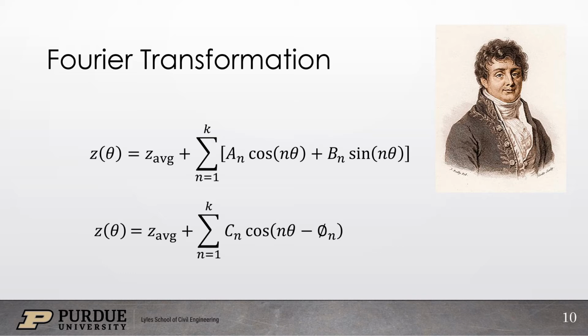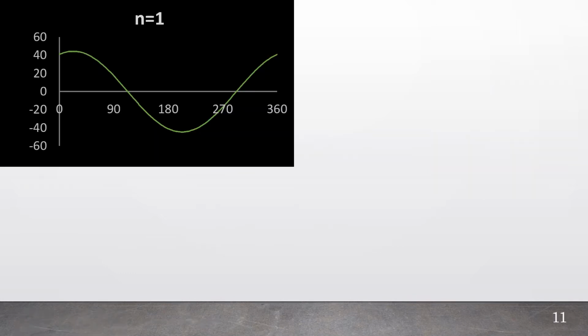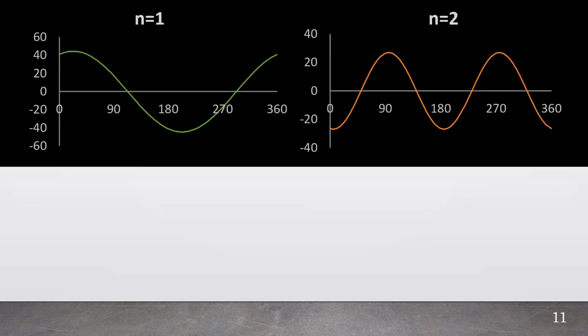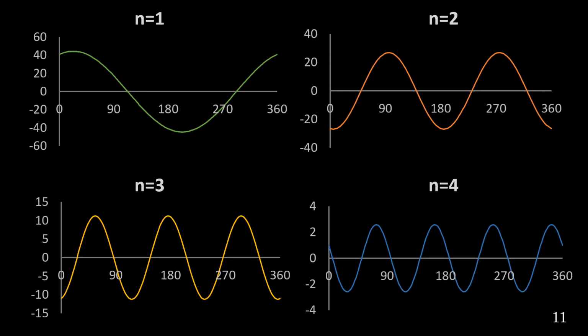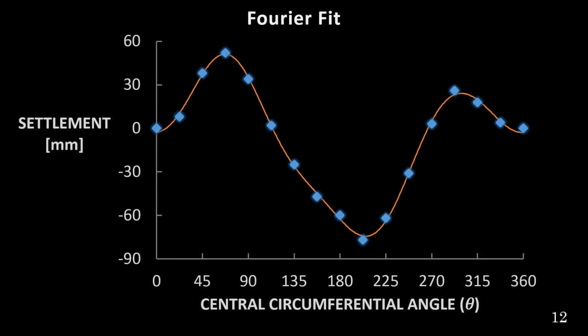If we do the Fourier transformation on the sample profile, what do the different components look like? This is what we get for the cos theta component. On the x-axis we have the central circumferential angle, on the y-axis we have the settlement amplitude. Similarly for cos 2 theta, cos 3 theta, and cos 4 theta. When I combine all these four components along with the average, let me show you how the profile looks like. We can see the combined profile is almost a perfect match to the data points. The R-square value of this fit is 0.99.